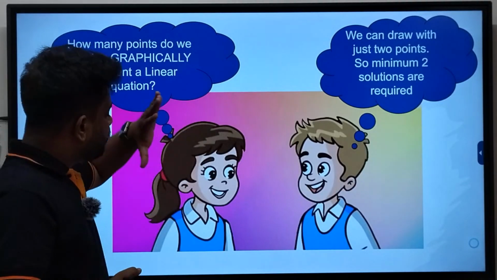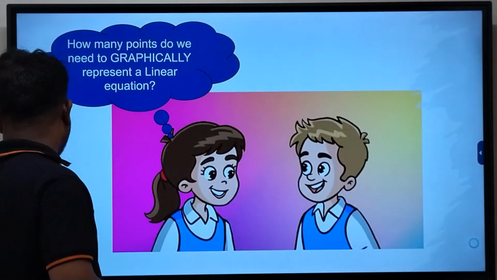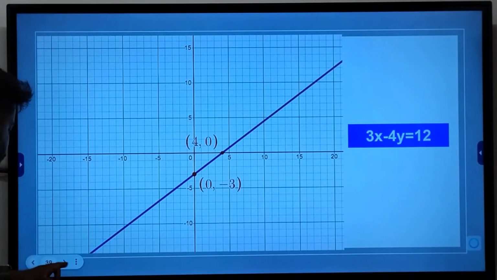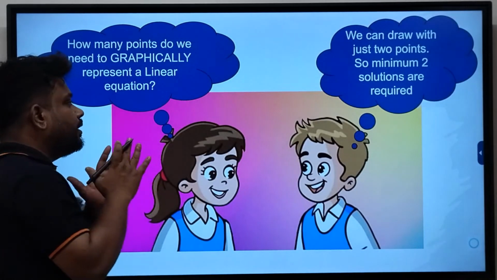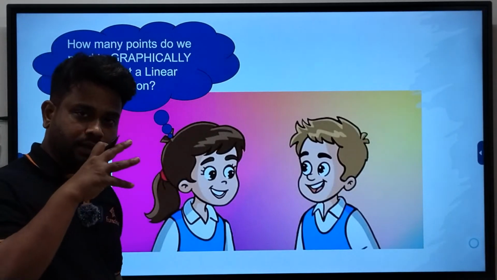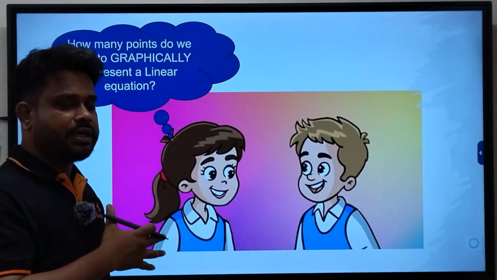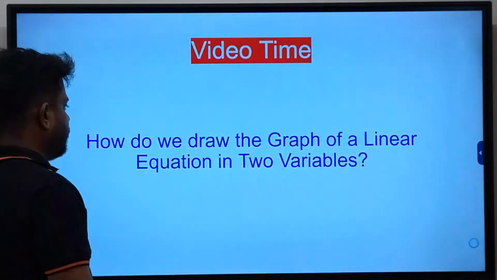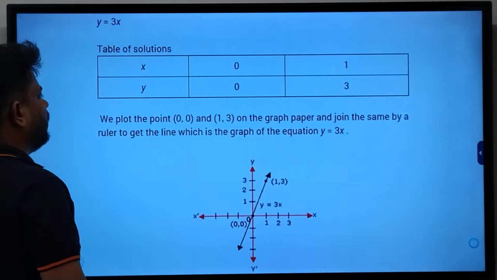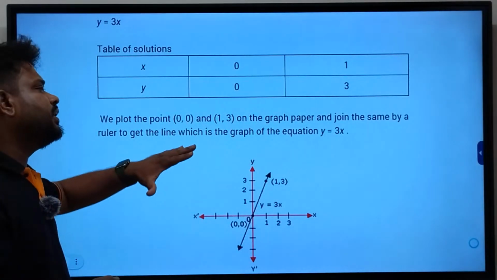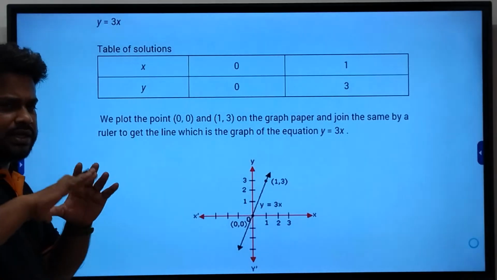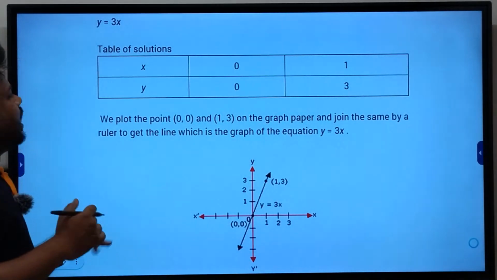Less than 2 points won't be represented, like a triangle here. So you need to find at least 2 points which can be plotted on the graph paper or the x and y axis. How do you draw the graph of a linear equation in 2 variables? We have already learned about it in the coordinate geometry chapter. So I am not playing the video, and you can watch this at home.